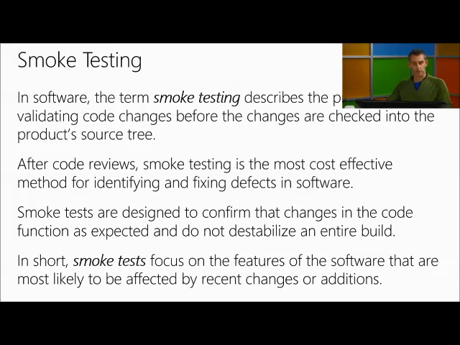So we'll start with smoke testing. The term smoke test describes the process of validating the code changes before the changes are checked into the product source tree. So essentially what that means is the developer feels like he's got his stuff ready to check in, right before he checks it in, and he runs a smoke test. Cool. And the smoke test focuses on the features of the software that are most likely to be affected by a recent change or addition.